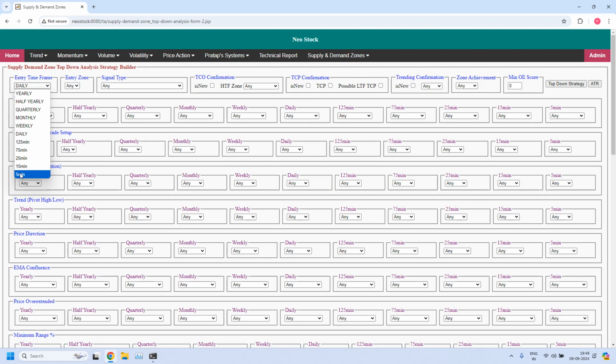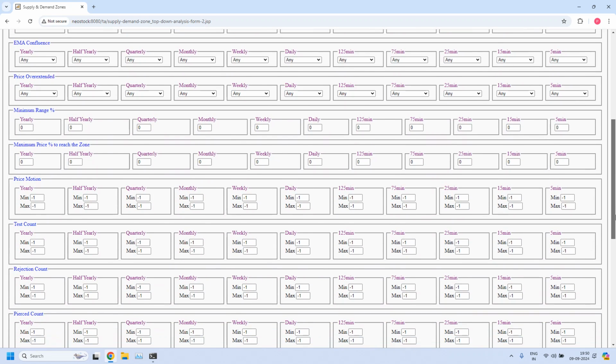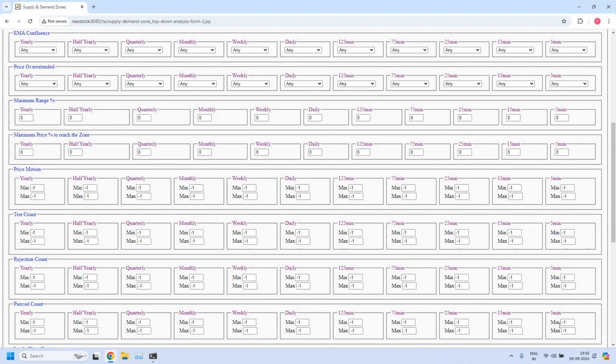That is, entry time frame is 5 minutes. Entry zone is supply zone. In bullish or bearish trade setup at 5 minutes, I am selecting bearish. The 5-minute supply zone should not be pierced. So in the pierced count at 5 minutes, the minimum value is 0, maximum value is 0.